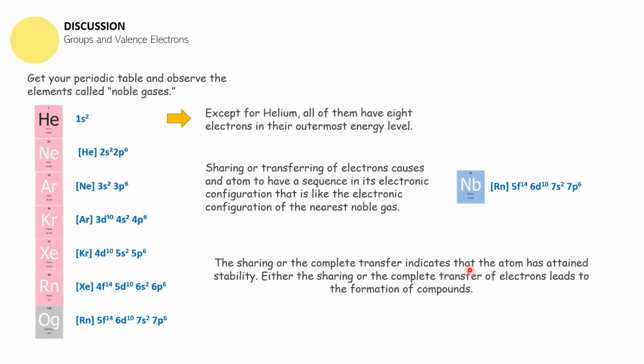And the sharing or the complete transfer indicates that the atom has attained stability. Either the sharing or the complete transfer of electrons leads to the formation of compounds. So compounds is a term that we use to refer to the combination of elements. Say for instance, combining hydrogen and oxygen, you can produce water, so H2O. You can also produce hydrogen peroxide, which is H2O2.